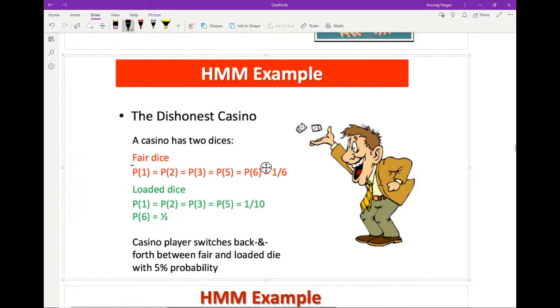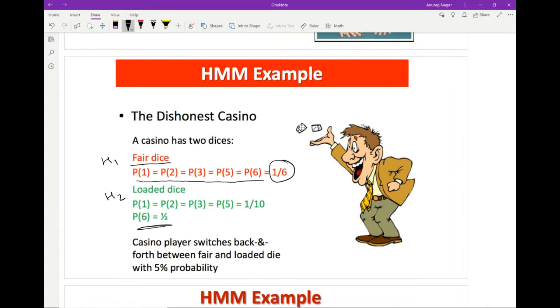Fair dice: I have the hidden state 1, which is fair dice, the probability of each of the 1 to 6 numbers is the same. So it is not biased in any way. The H2, which is the loaded dice, has probability of 6 as 50% and the remaining as 10%. So obviously it is a biased dice.